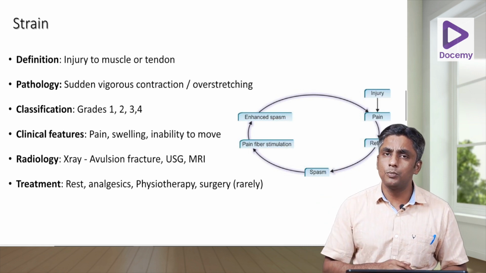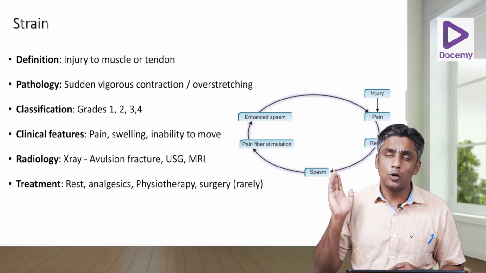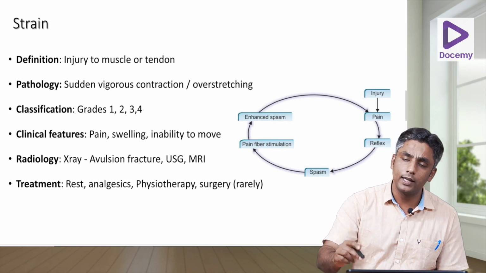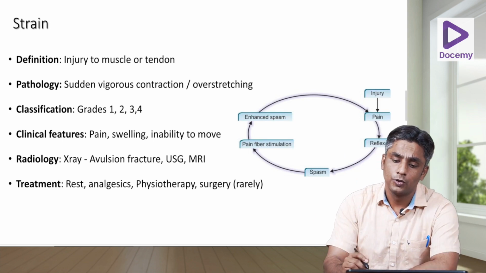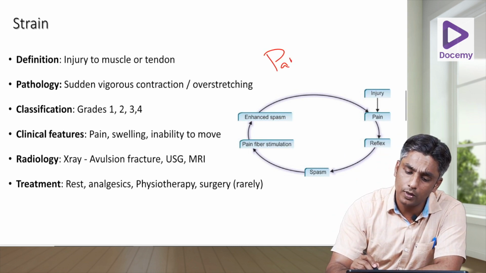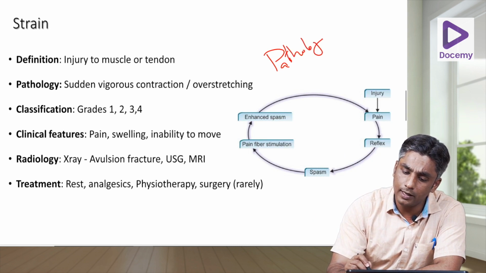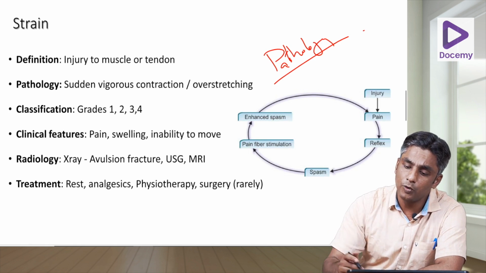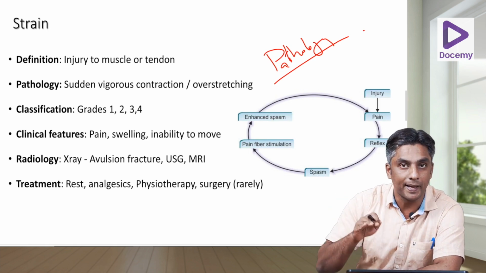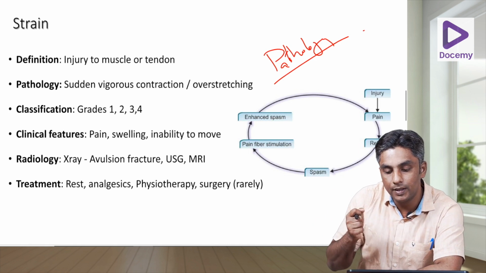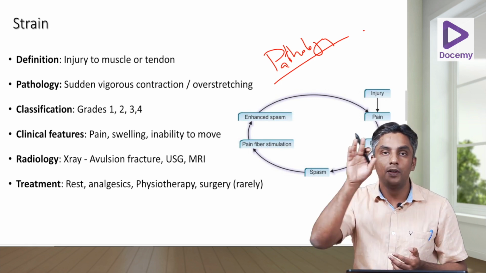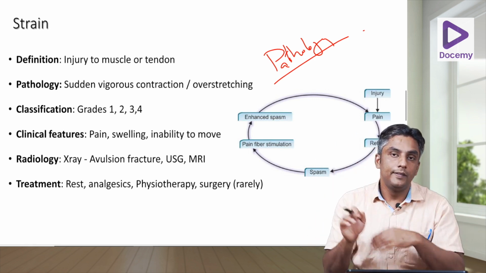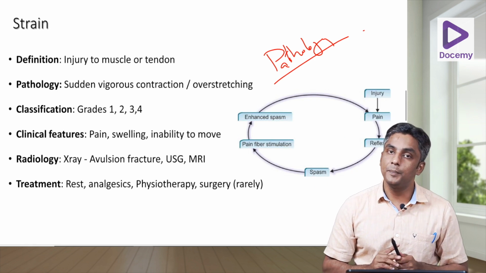So I have written a small algorithm over the screen, showing once the injury occurs, the pain mechanism or the pathophysiology in case of a strain. If you want to make your answer more attractive, under the pathological part you can draw this diagram. Once the injury occurs, there will be pain and reflex spasm. Pain causes reflex muscle spasm, which again stimulates pain fibers, which enhances the pain. So it's a vicious cycle of pain and spasm interconnecting, which is associated with the pathophysiology of a muscle injury or a strain.